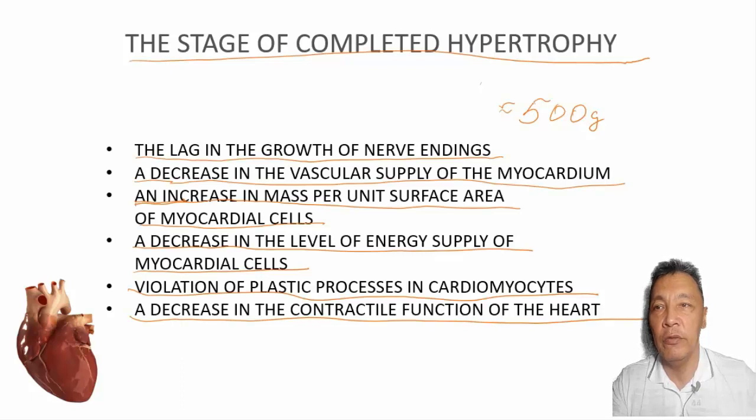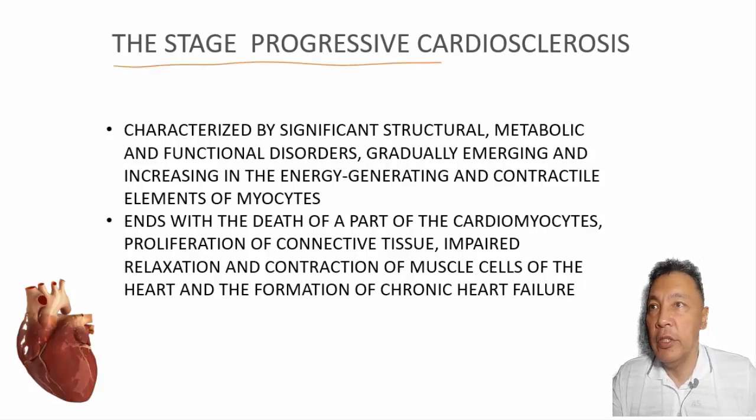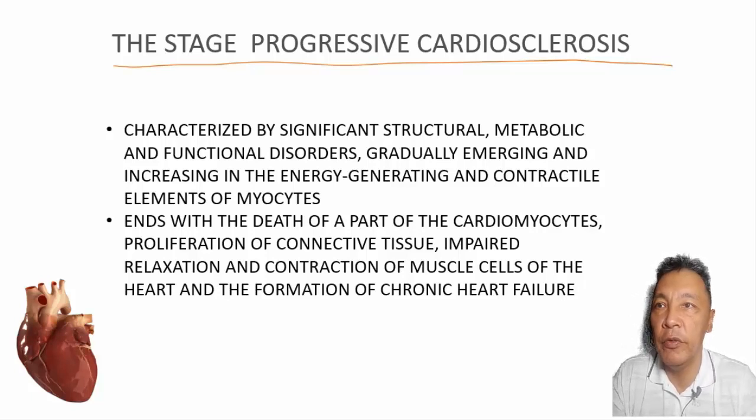Decrease in the contractile function of the heart. The stage of gradual exhaustion of progressive cardiosclerosis is characterized by profound disturbance of metabolism and structure of the myocardium. The development of the wear complex of the hypertrophied heart: the development of a large amount of connective tissue in the myocardium, loss of elasticity of myofibrils, and deterioration of the regulation of the heart, leading to violation of the contractile properties of heart muscles.